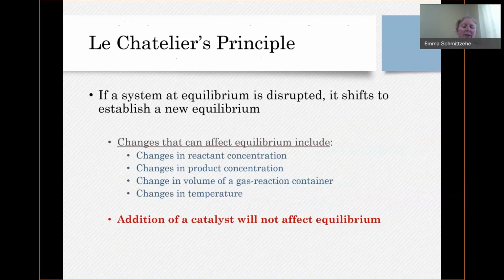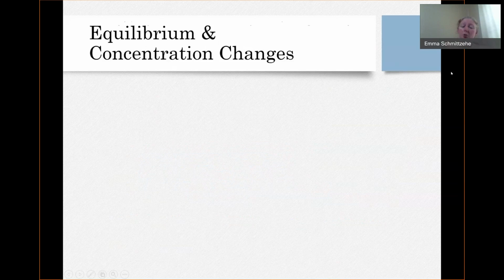But it doesn't affect the equilibrium. Okay, so the equilibrium constant still holds true. And so, yeah, a catalyst can't change that. A catalyst only speeds up the reaction, thus reaches equilibrium faster. That's it. Okay, so let's focus on the concentration changes.